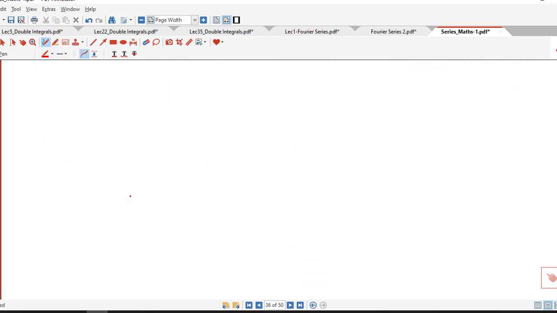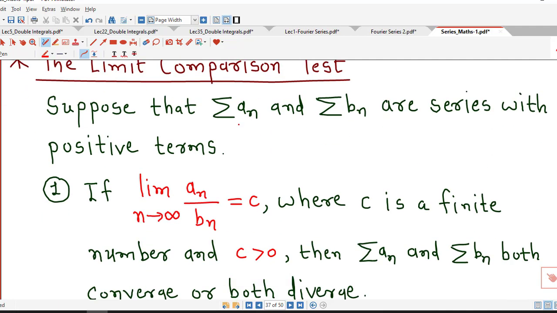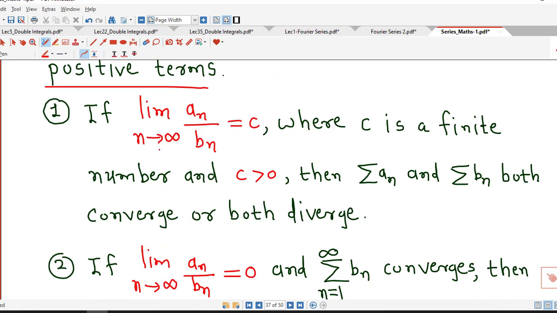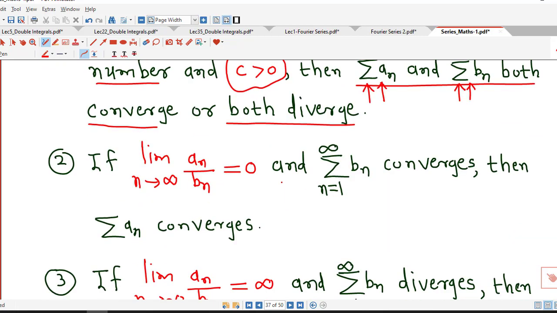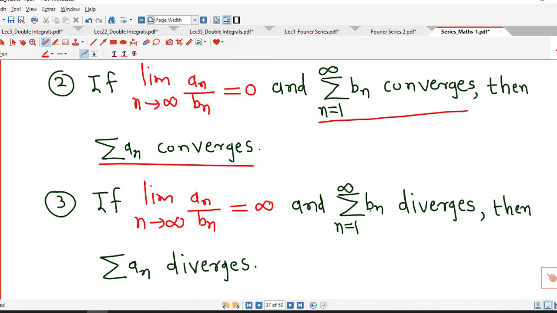So this is the limit comparison test. We have written this limit comparison test here. Suppose that sigma a_n and sigma b_n are series with positive terms. If the limit of a_n upon b_n as n tends to infinity equals c, where c is a finite number and c is greater than 0, then sigma a_n and sigma b_n both converge or both diverge. That means if sigma b_n is convergent, sigma a_n is convergent, and if sigma b_n is divergent, sigma a_n is divergent, if this limit is a finite positive number. Now if the limit is 0, then if sigma b_n is convergent, sigma a_n is convergent, and if the limit is infinite, then if sigma b_n is divergent, sigma a_n is divergent.